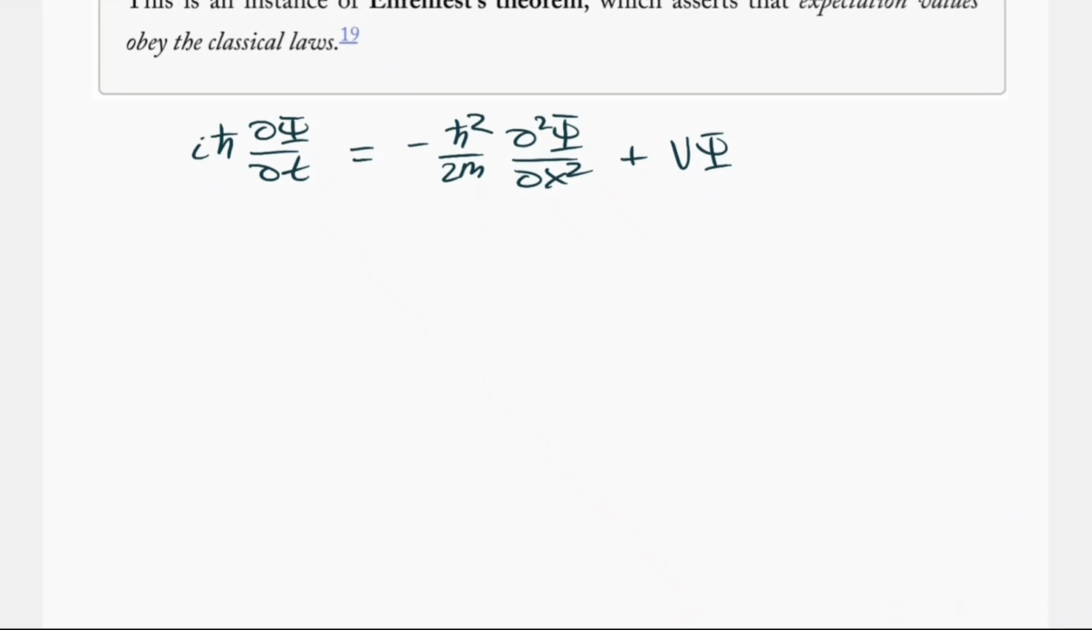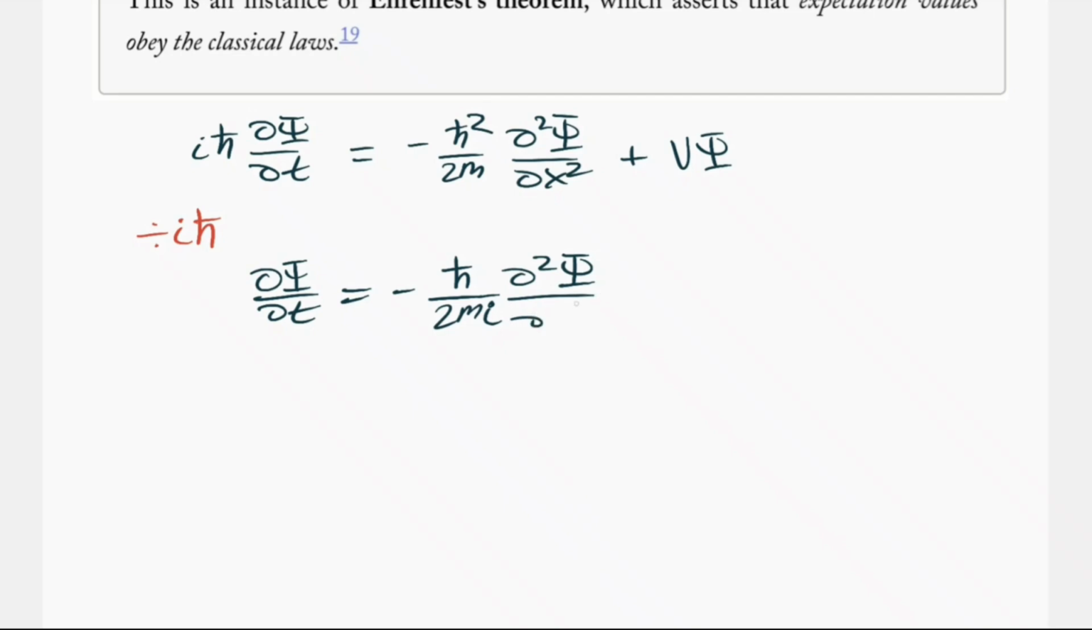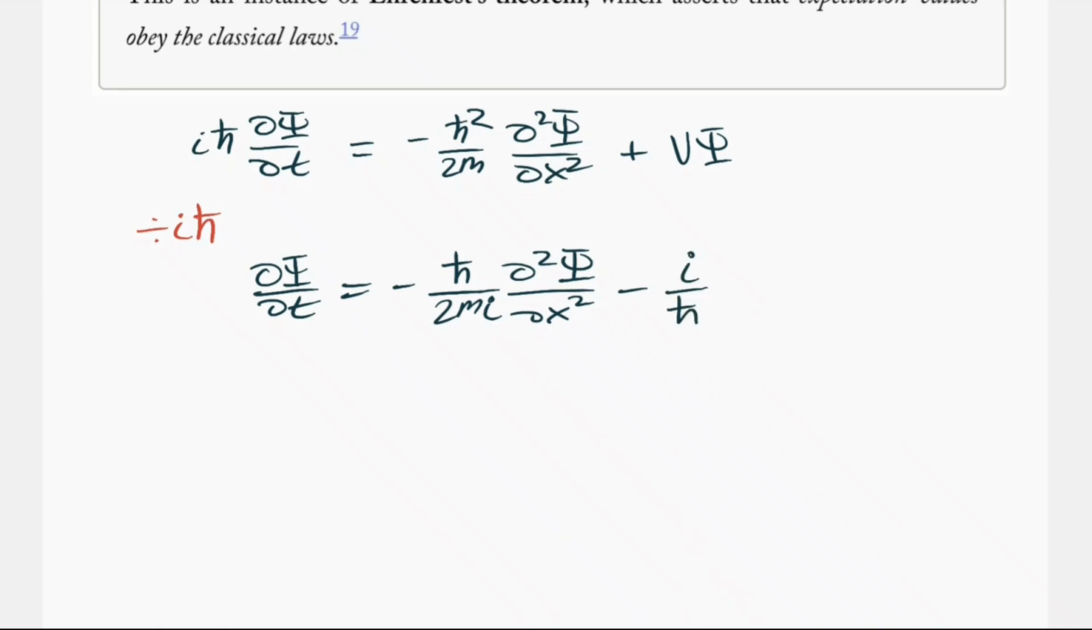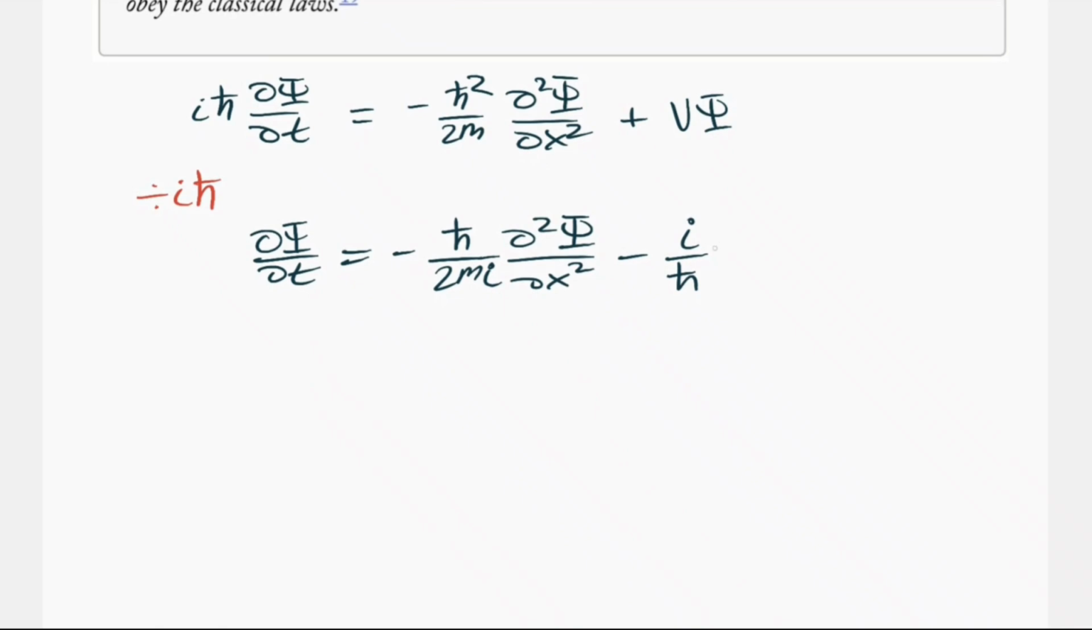Now we're going to divide both sides by i h bar, and we're going to write dψ/dt is equal to negative h bar over 2mi, d²ψ/dx², plus, but this is actually going to become a minus, i over h bar. It would be plus 1 over i h bar, but we're just going to throw the i in the numerator, and that's going to turn it into a minus sign. And then we have our potential, and then ψ.